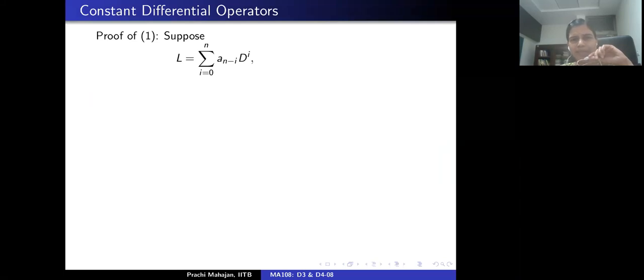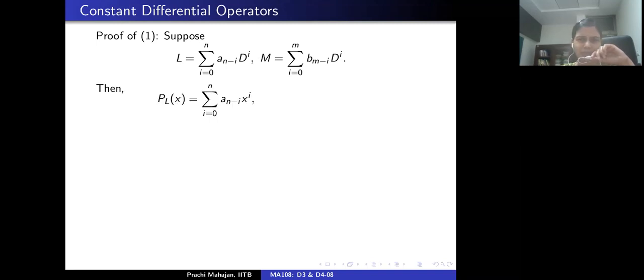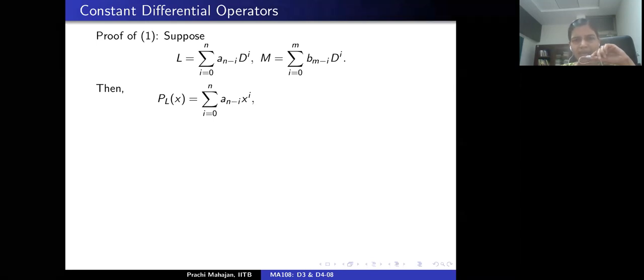So let's write the operator L. Suppose this is an nth order constant differential operator. I'm going to denote the constants by a_i, and let's write L as this. And suppose that capital M is an mth order differential operator, and the constants here are denoted by b_i. Okay. So let's write the associated characteristic polynomials. By definition, the characteristic polynomial associated to L is an order n polynomial, and the characteristic polynomial associated to M is an order m polynomial defined as follows, as on the slide.